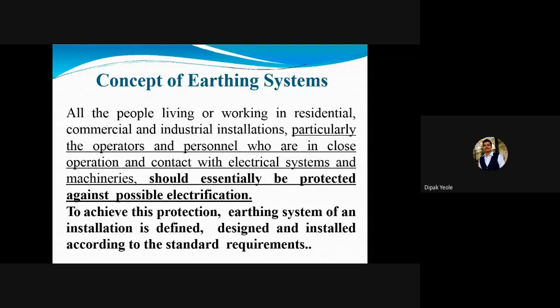Either he can live or he can work in residential, housewives, you can say, many of the parents are working in the commercial sectors, many of the parents are working in industrial sectors. Yes, particularly the operators and the personnel who are in close operation and contact with electrical systems and machineries should essentially be protected against possible electrification.